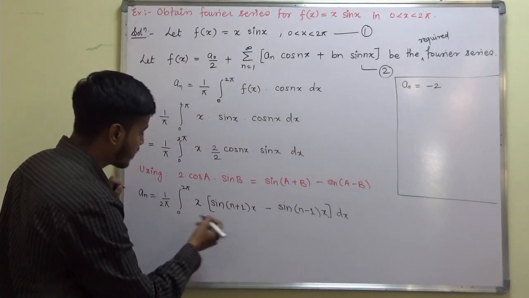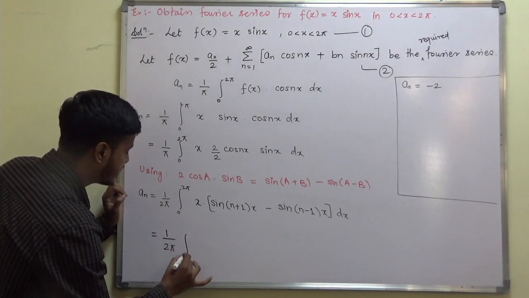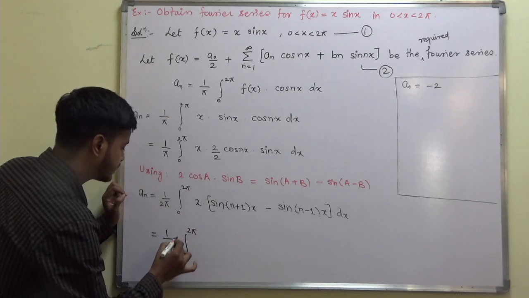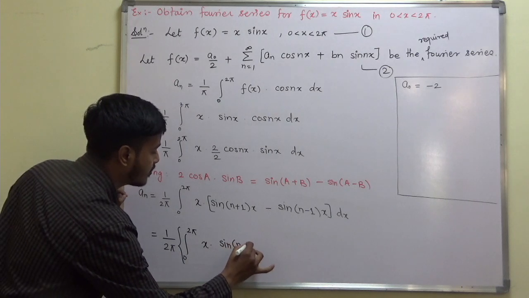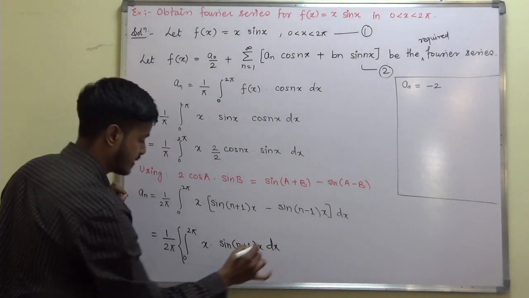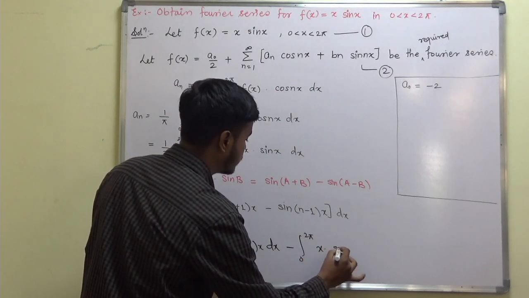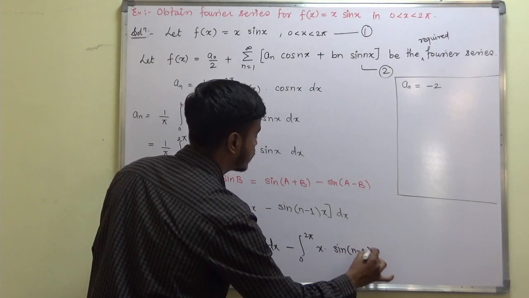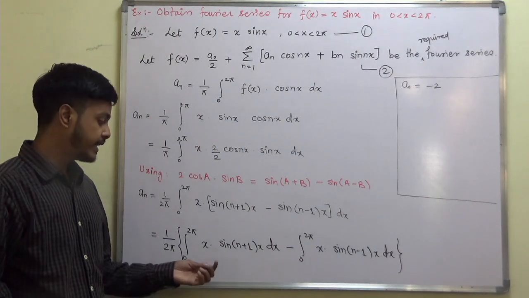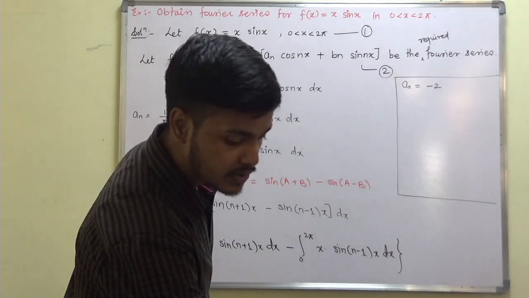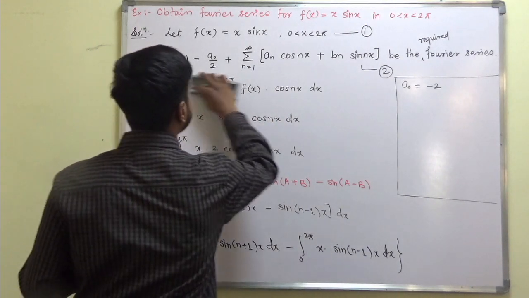Now, separating this, you'll be getting 1 by 2 pi integration 0 to 2 pi x into sine (n plus 1)x dx minus integration 0 to 2 pi x into sine (n minus 1)x dx. Okay, now you have to solve this integral. So let me solve this integral first.